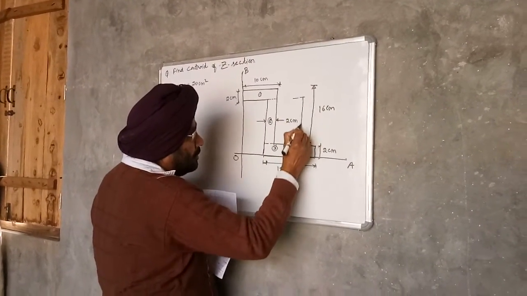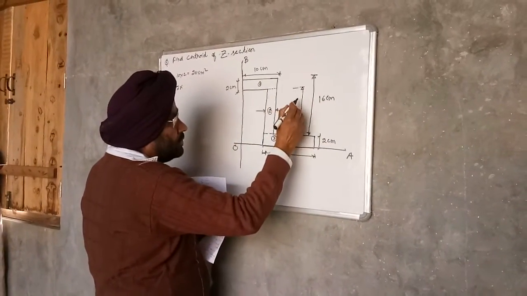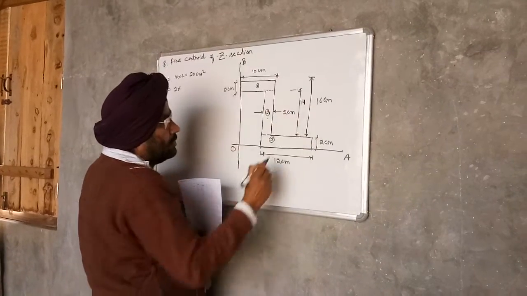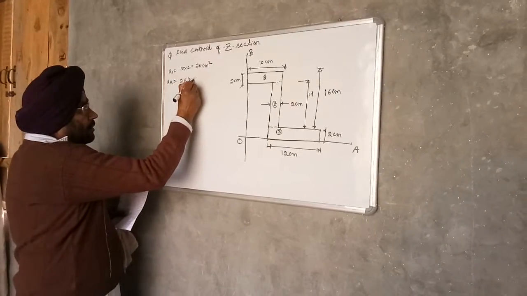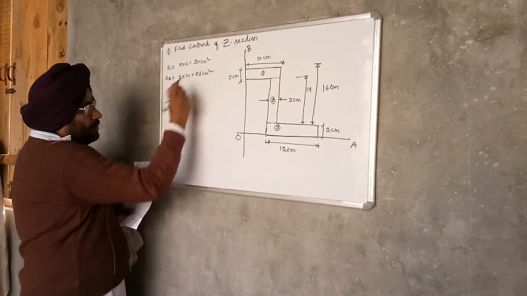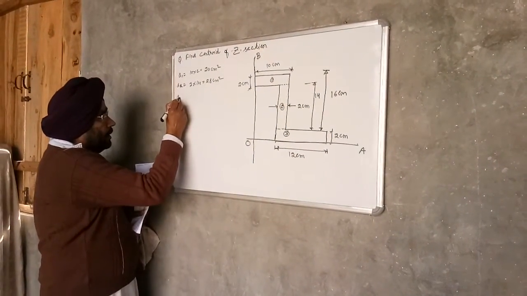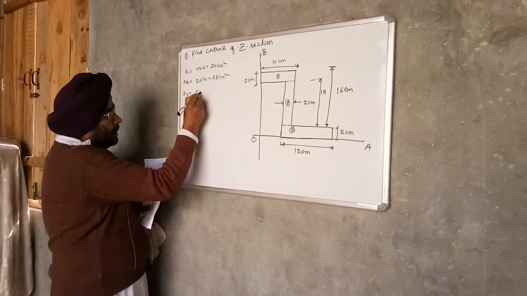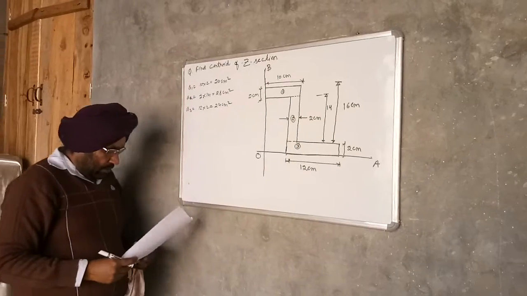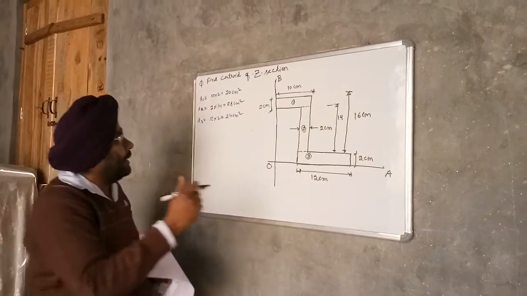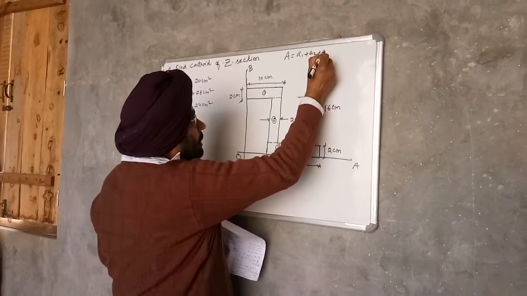So this is 16 minus 2, this is 14 centimeter. So 2 into 14, 28 square millimeter, and third part. So 12 into 2. Area of the third part, 12 into 2, 24 square millimeter. So then area of the whole figure is equal to A1 plus A2 plus A3.